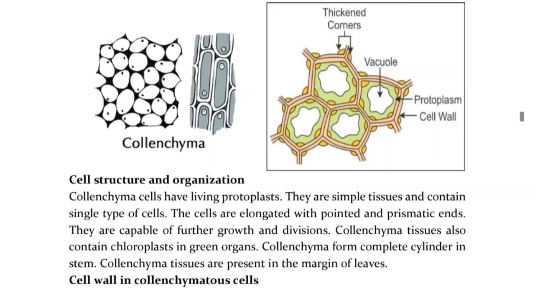Cell structure and organization. Collenchyma cells have living protoplasts. They are simple tissues and contain a single type of cells. The cells are elongated with pointed and prismatic ends. They are capable of further growth and divisions. Collenchyma tissues also contain chloroplasts in green organs. Collenchyma forms a complete cylinder in stem. Collenchyma tissues are present in the margin of leaves. Cell wall in collenchymatous cells.